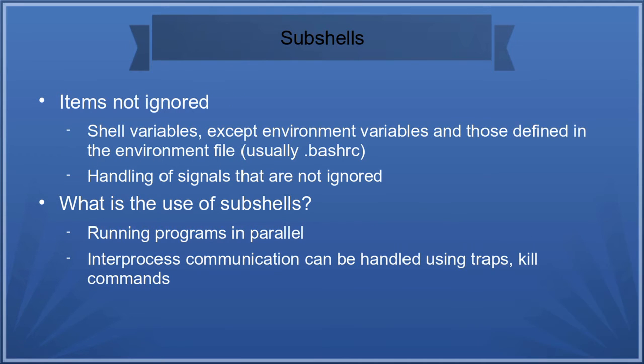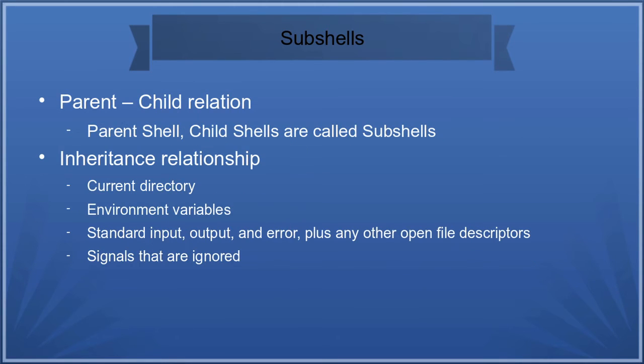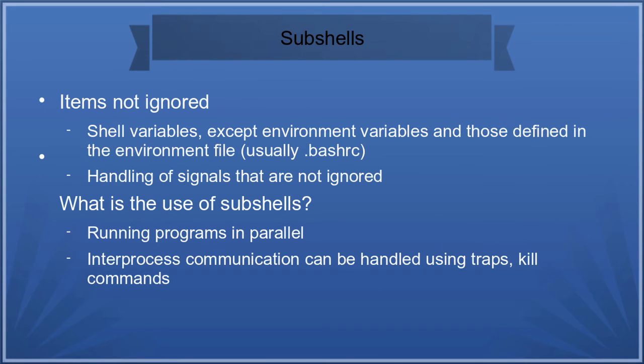Now, let us try to find out the items that are not inherited. The first items that are not inherited are the shell variables. Except for environment variables, other shell variables are not inherited. And the handling of signals, that is, the traps for signals that are not ignored, is also not inherited.